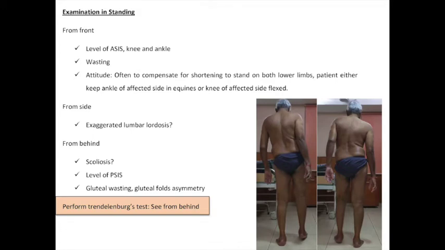From the side, the lumbar lordosis can be commented upon. From behind, you need to comment upon the scoliosis, the posterior iliac spine, and the gluteal wasting and the gluteal fold asymmetry. As you can see in the two pictures shown on the side, you need to be very vigilant about the things you are looking at. If there is a scoliosis, there is a subtle deep crease in the torso on one side, the torso upper limb distance is different on the two sides, and positioning of the limb is different.